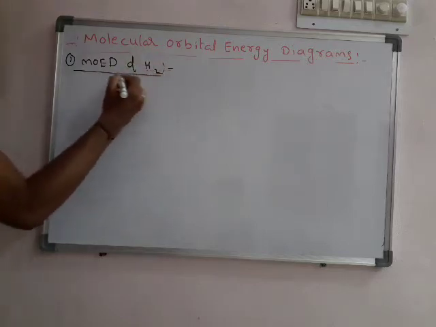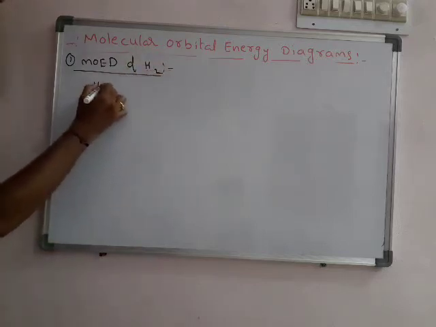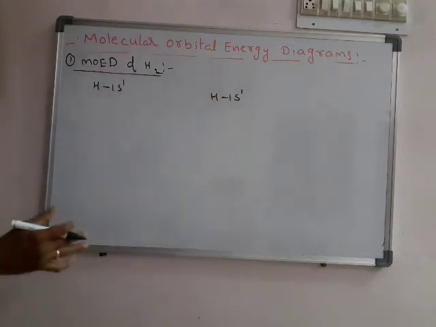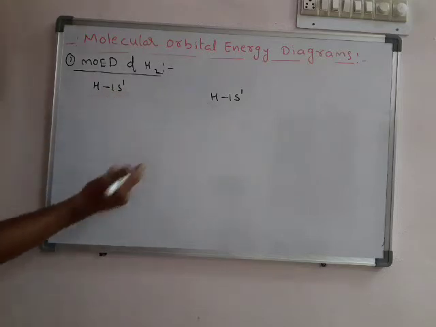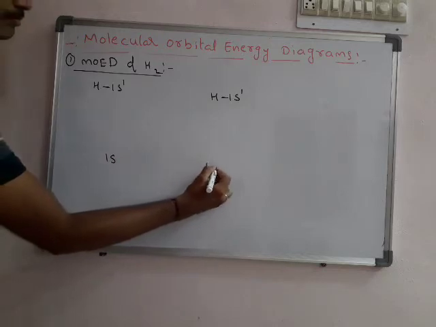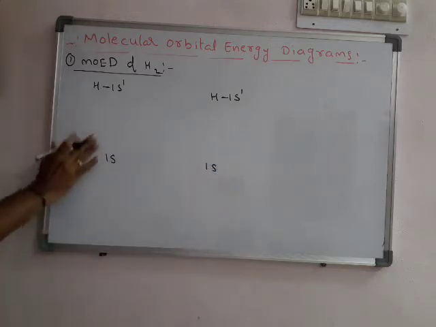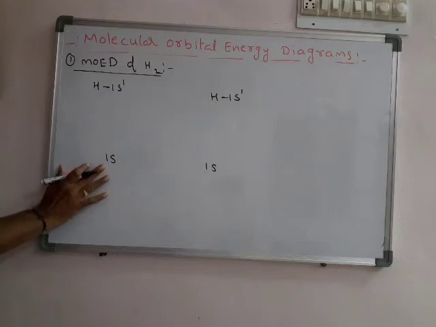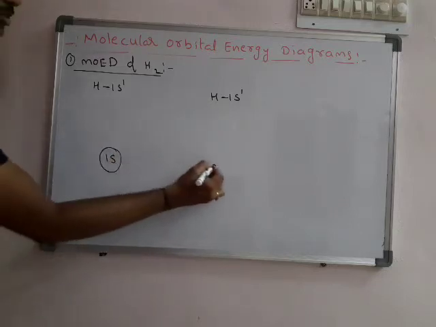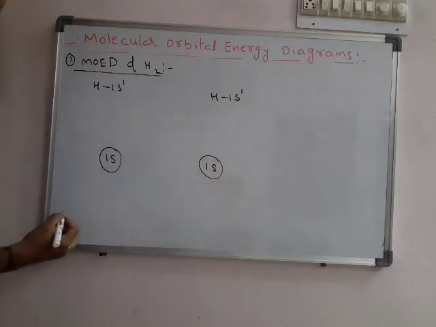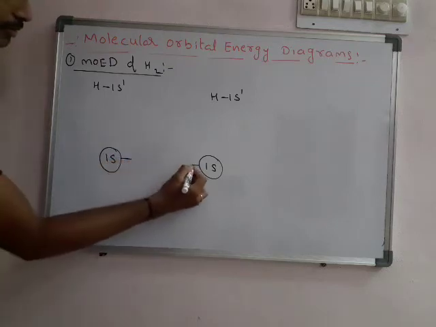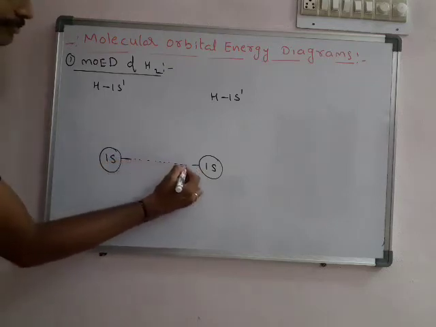We know that in H2 two hydrogens are there. Each hydrogen has 1s1. At first the mixing of 1s takes place, the mixing of the first hydrogen's 1s and the second hydrogen's 1s. They combine together and form a sigma and a sigma star. This is their average energy.